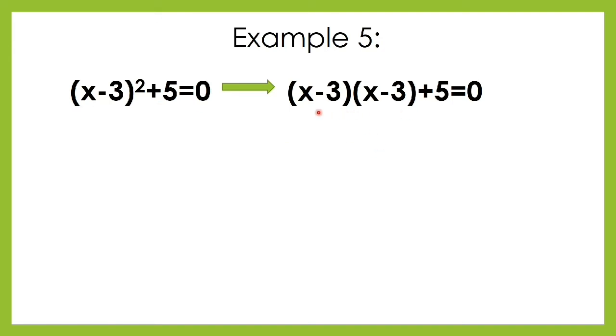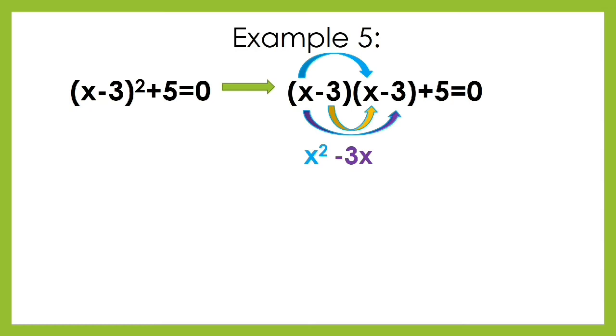This is a square of a binomial. And then we will apply the FOIL method. We will get the product of x minus 3 and x minus 3. First, the first terms are x and x. The product is x squared. Next, outer. The outer terms are x and negative 3. The product is negative 3x.